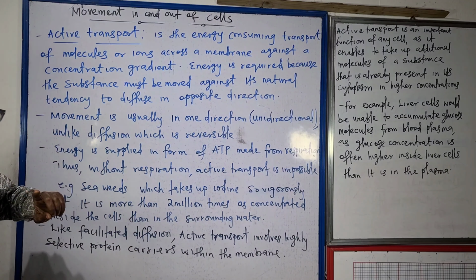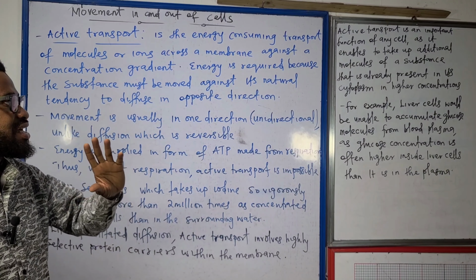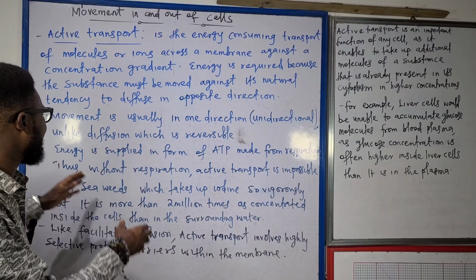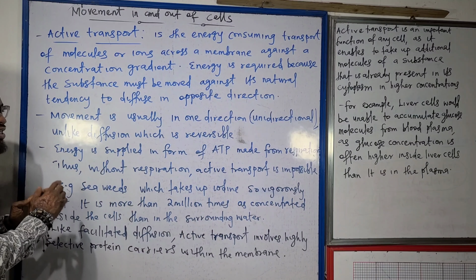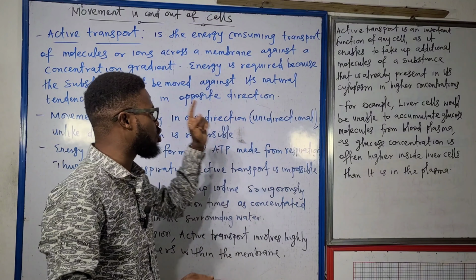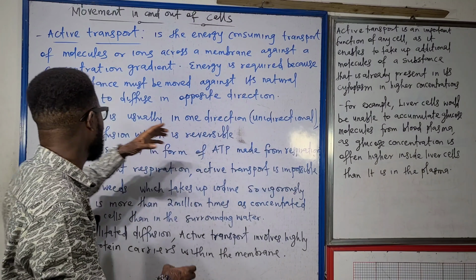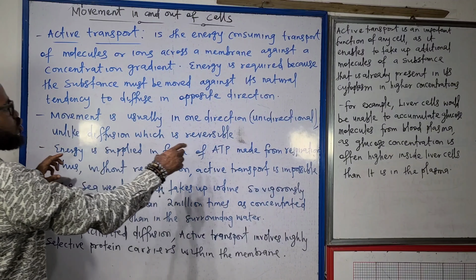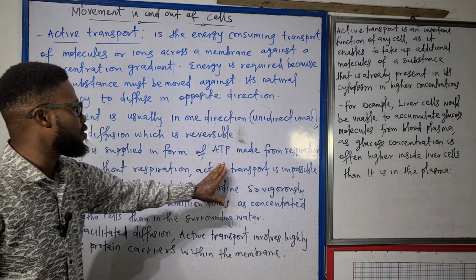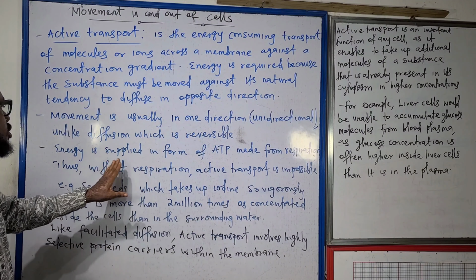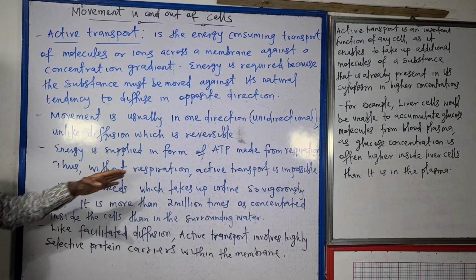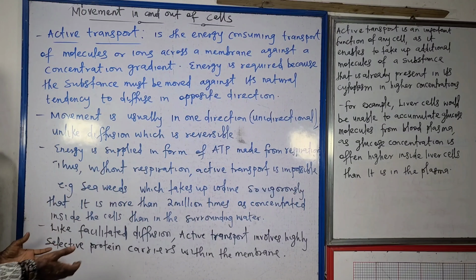I said the other time that diffusion can occur in both directions, that is, diffusion is reversible. In the case of active transport, it is not reversible. It occurs in one direction. It is unidirectional, unlike diffusion, which is reversible. Energy is supplied in the form of ATP made from respiration. Thus, without respiration, active transport is impossible.